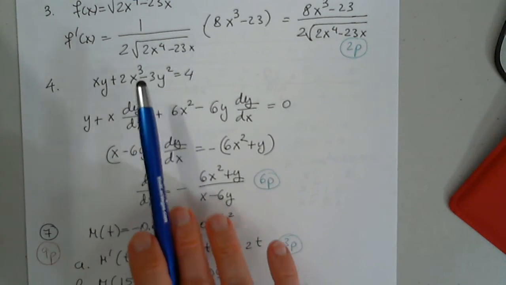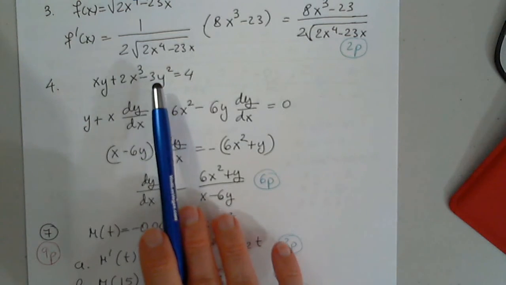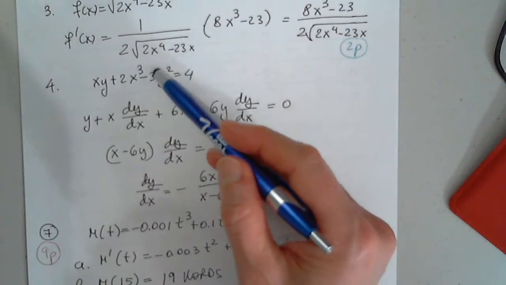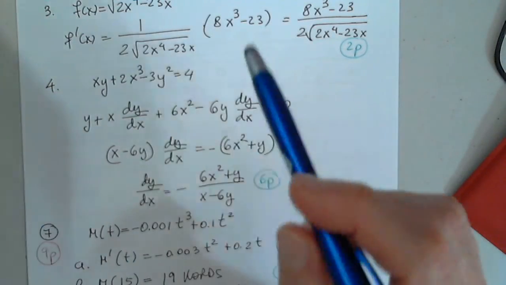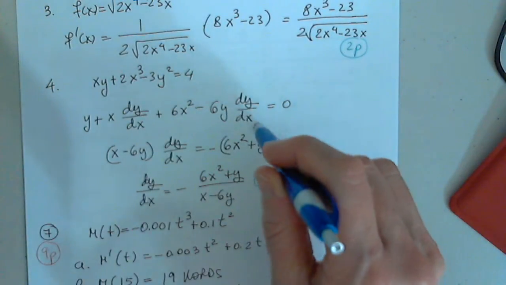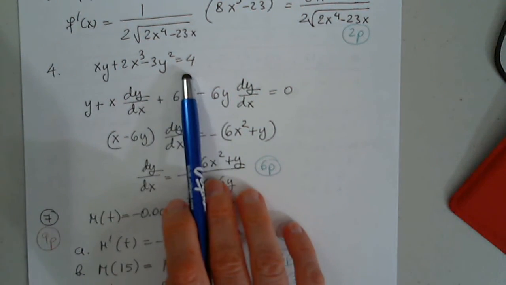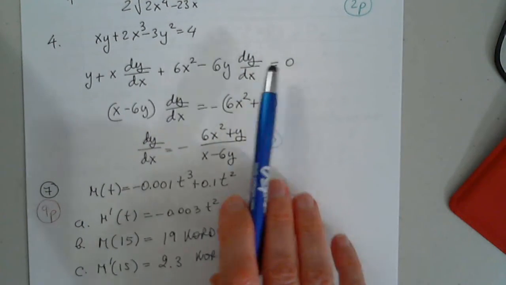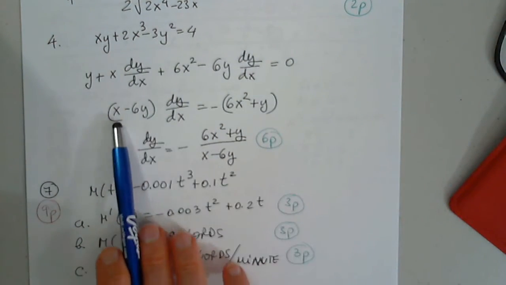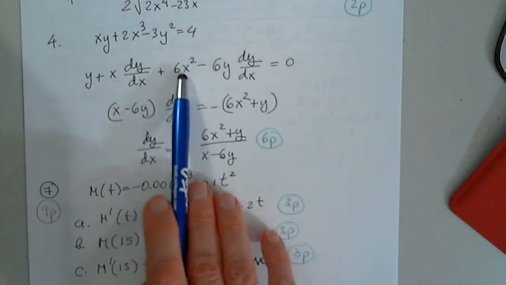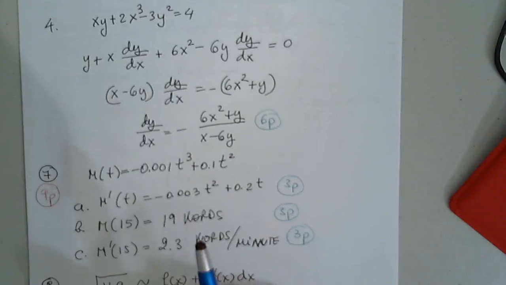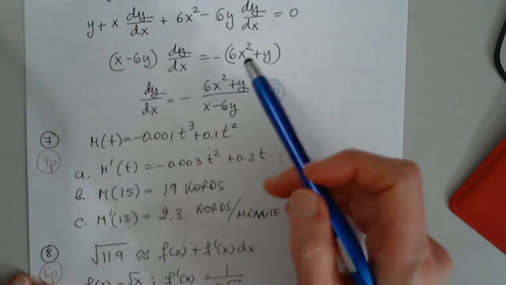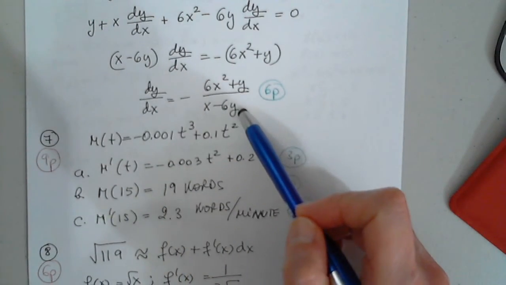Differentiate 6y squared. But this is the chain rule with the power rule. So I bring down 2, so it's negative 6. I subtract 1 from the power, and I differentiate the inner function, which is dy over dx. I differentiate 4, I get 0. I factor out from these two, I get x minus 6y, and I move these two terms to the other side. They both become negative, so there is a negative in front. So then dy over dx is this over this.